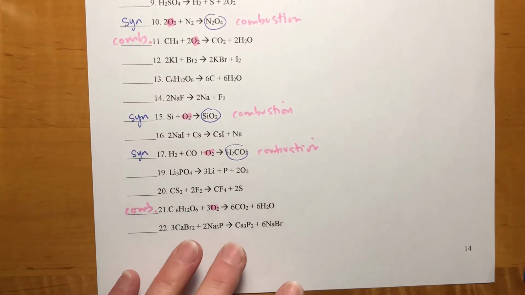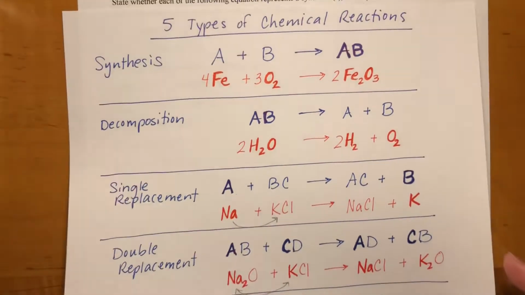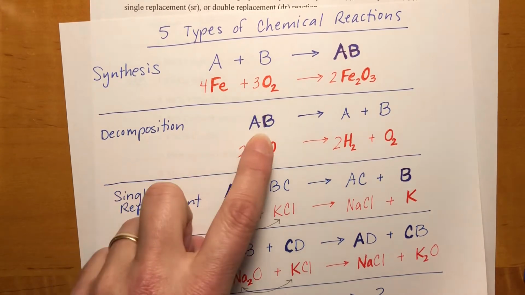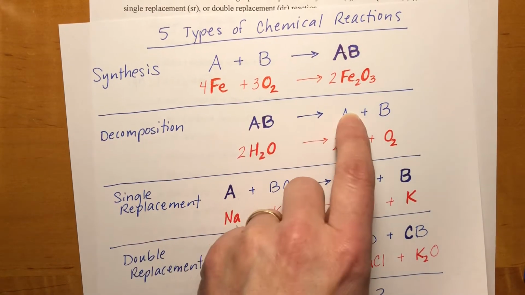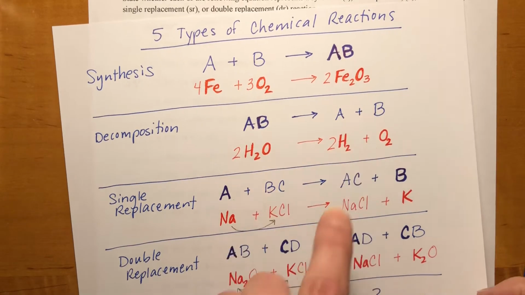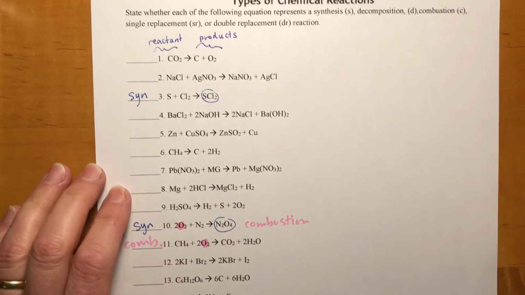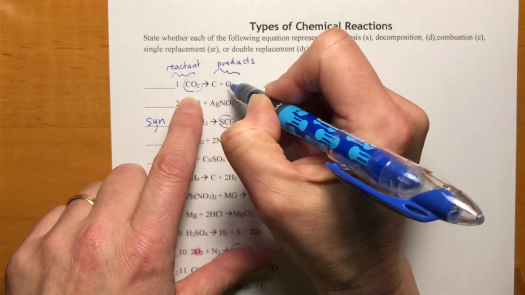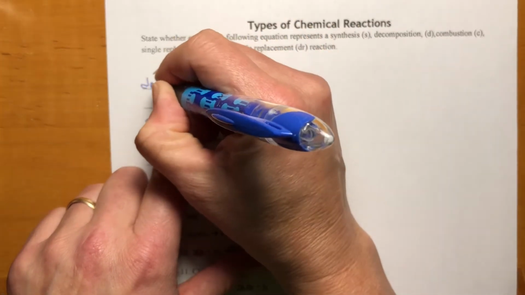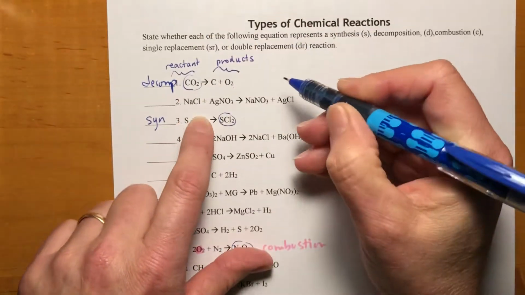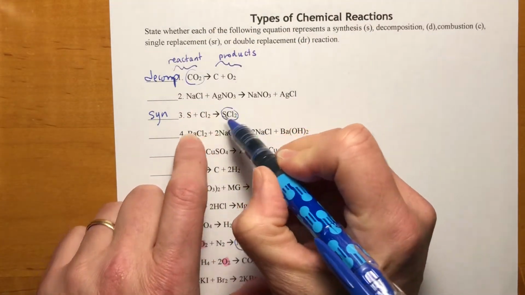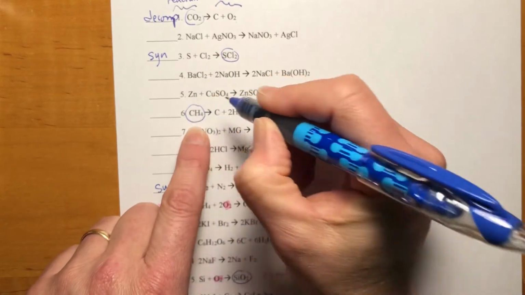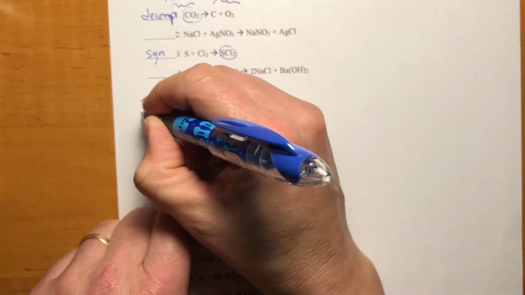All right, let's look for the decomposition ones. Those are the ones, decomposition, when you decompose or break apart. So when you have one thing that breaks into its parts. So very first one, here we go. That's carbon dioxide breaking into its parts. So that's a decomposition. 2 things, 2 things, 2. There we go, there's another one. That's methane breaking into 2 pieces.